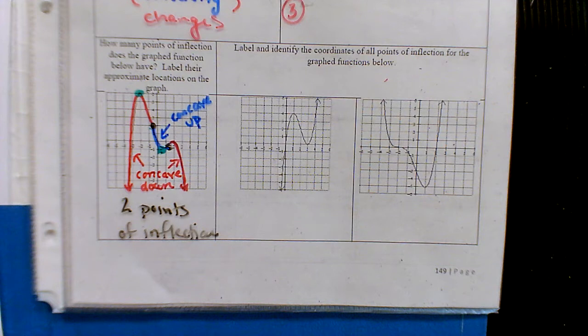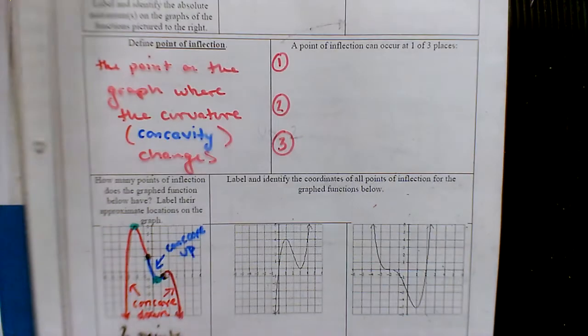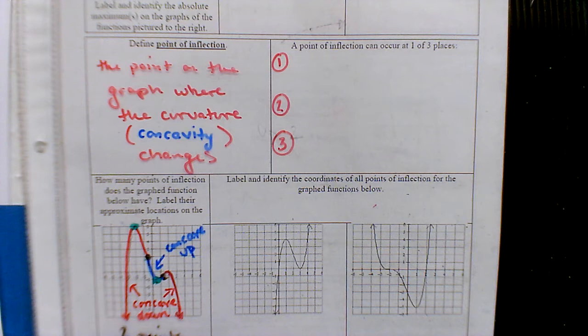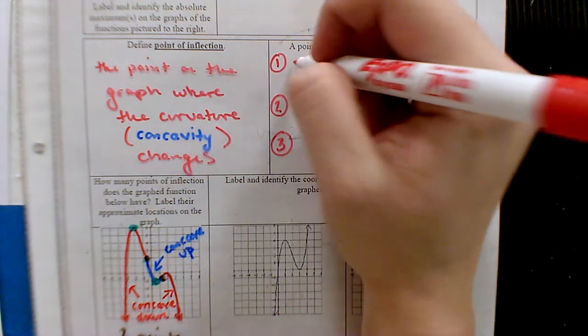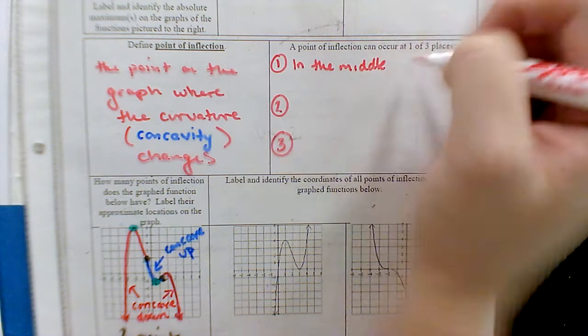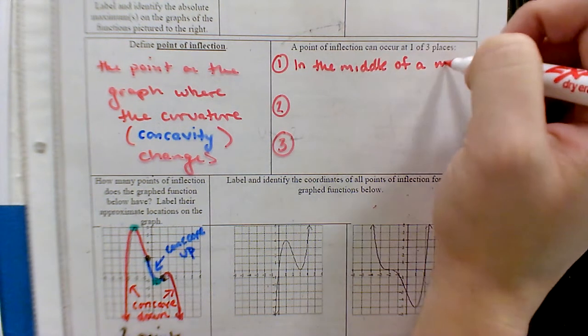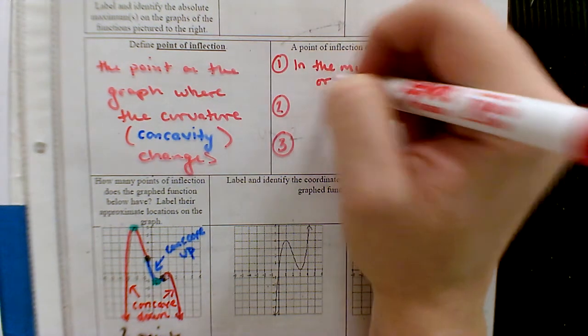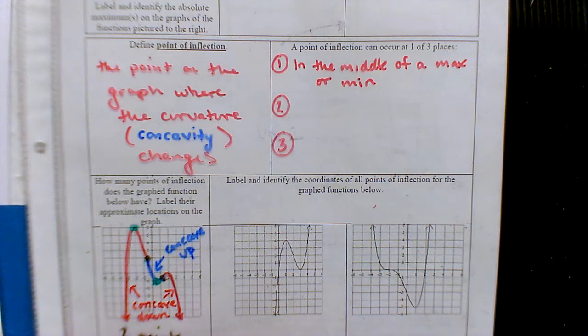Yeah. It's in the middle, right? Okay, so one of the places where a point of inflection can happen is in the middle of a max or a min on your graph. Okay, that's kind of the easier one to spot. The other two are a little bit harder to initially think of, but I think after we draw a picture, or at least talk about it, they'll start to make sense.